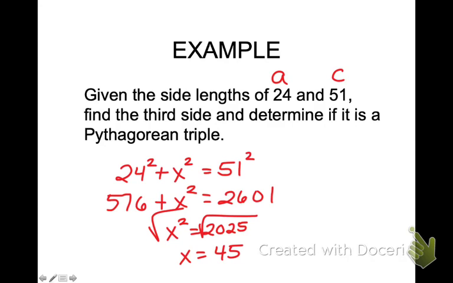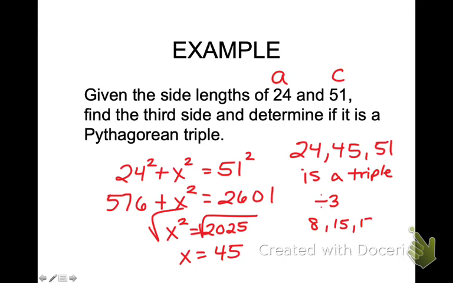So is it a Pythagorean triple? Yeah, so 24, 45, 51 is a triple. What family does it come from? Can you reduce a number out of 24, 45, and 51? Yeah, take out 3. If I'm dividing out 3, it'll get me to 8, 15, and 17. So that would be the original family, which is one of them.